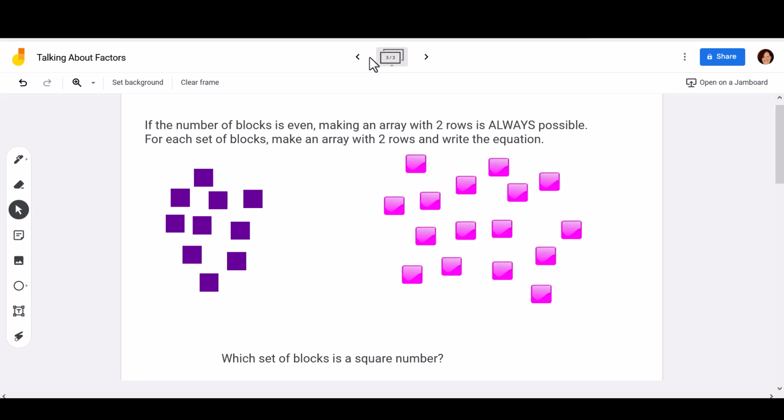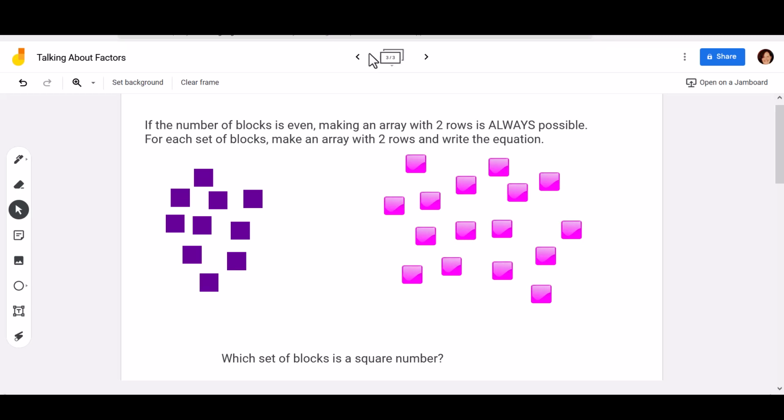And then, of course, 16 is also square. So have them play around with the blocks and see if they can figure out which one of these numbers, 10 or 16, is also a square number. And then once they've created the array to illustrate the square, have them write the 4 times 4 equals 16. And then just talk about it and use the words factor, square, and prime.